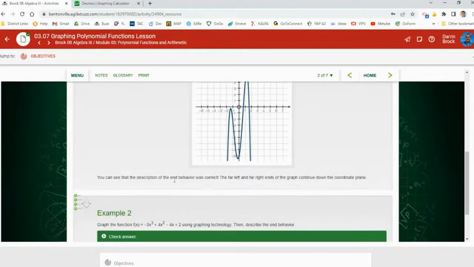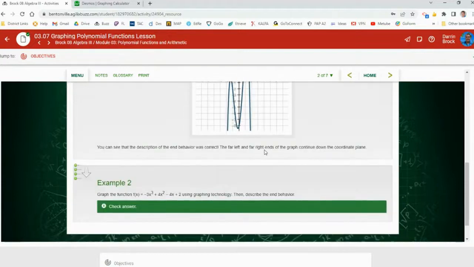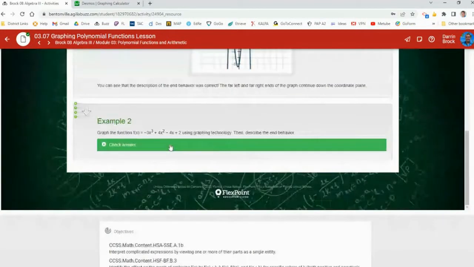All right, see, the end behavior is correct. Far left and far right continue down. Coordinate plane. Now it says this one. How about graphing this using graphing technology and describe the end behavior?